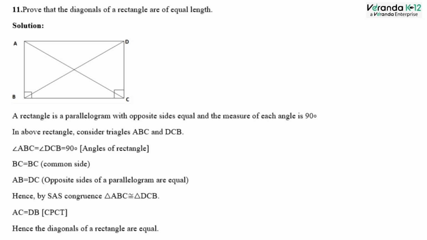In the above rectangle, consider triangles ABC and DCB, where angle B and angle C are right angles and BC is the common side to both the triangles. AB is equal to DC because they are the opposite sides of a rectangle. Therefore, by SAS congruence, we can say that triangle ABC is congruent to triangle DCB. Therefore, AC is equal to DB by CPCT, which proves the result that the diagonals of a rectangle are equal.